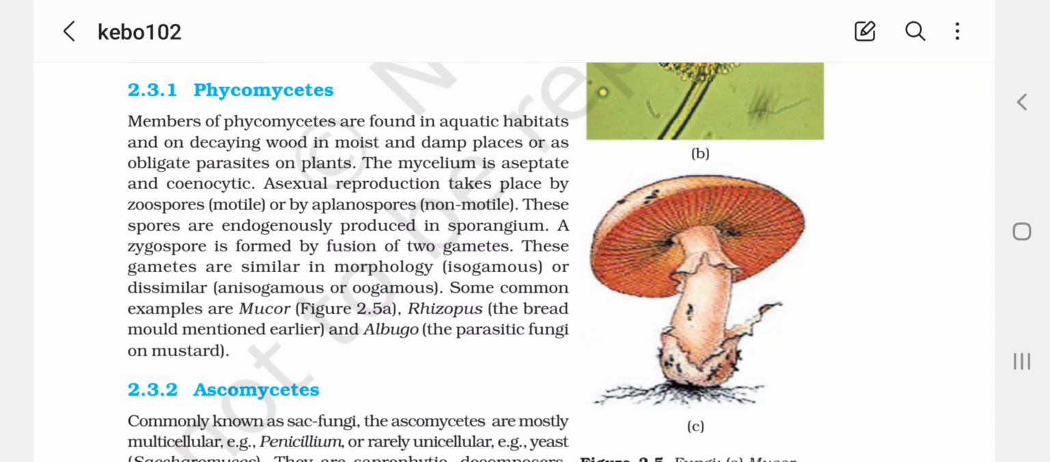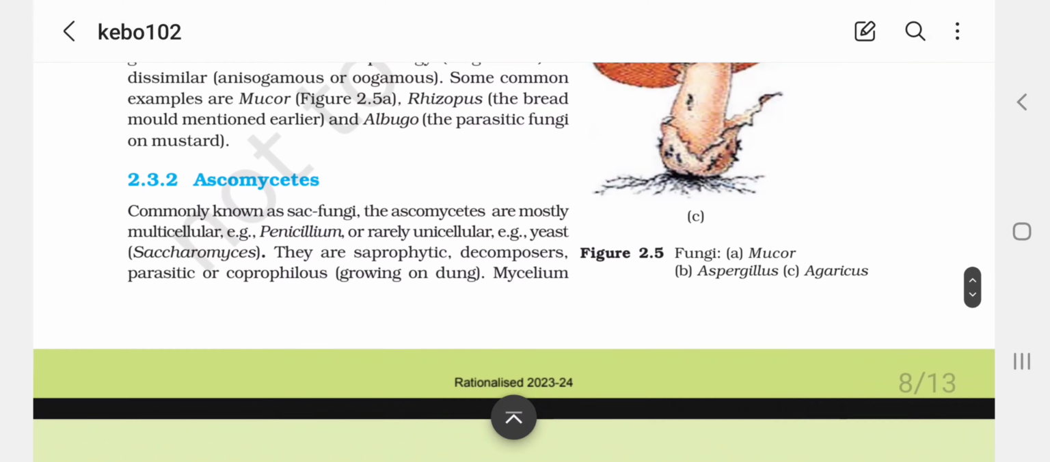A zygospore is formed by fusion of two gametes. These gametes are similar in morphology, isogamous, or dissimilar, anisogamous or oogamous. Some common examples are Mucor, figure 2.5a, Rhizopus, the bread mold mentioned earlier, and Albugo, the parasitic fungi on mustard.